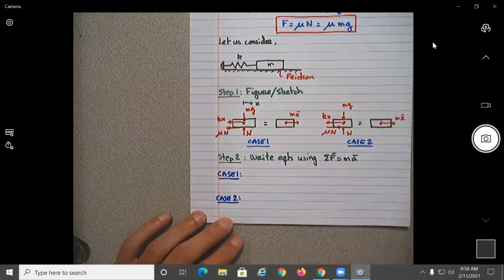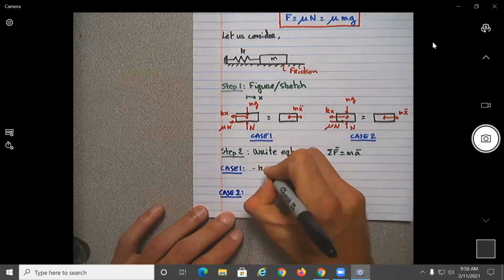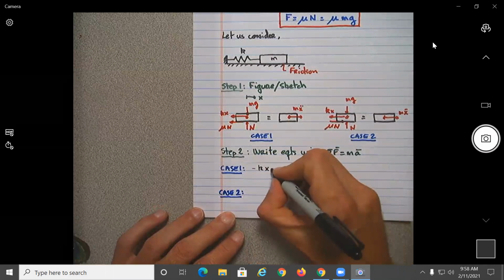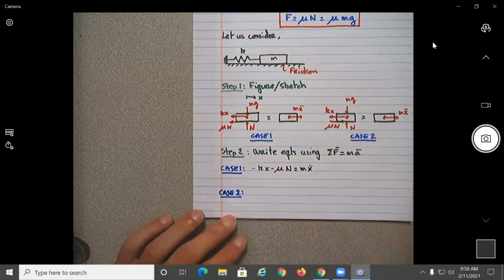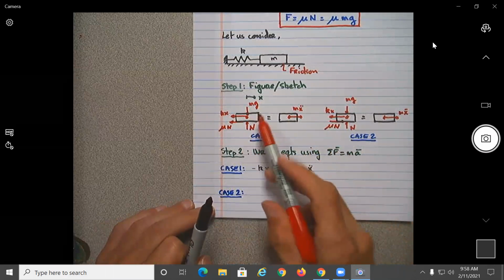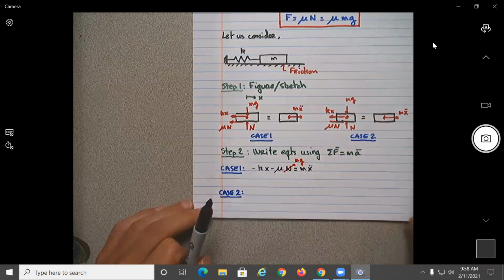and in case 2, what do we have? So we'll have over here minus kx minus mu times N equal to m x double dot. Okay, and this one, I'm going to do it right away. I don't think it's difficult. You all see that N here will be equal to mg, no? Once you apply summations on the y.